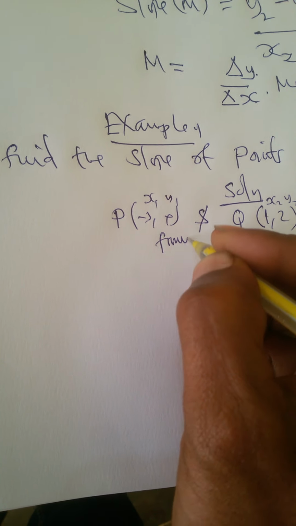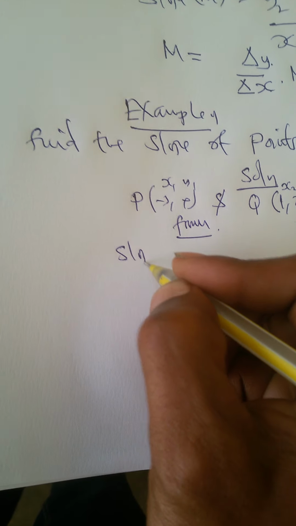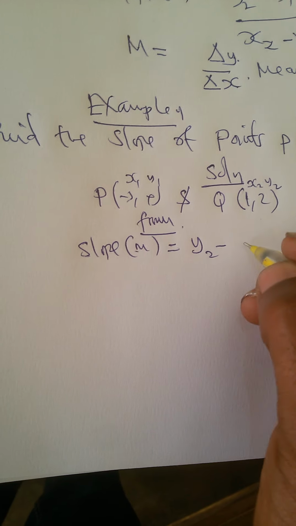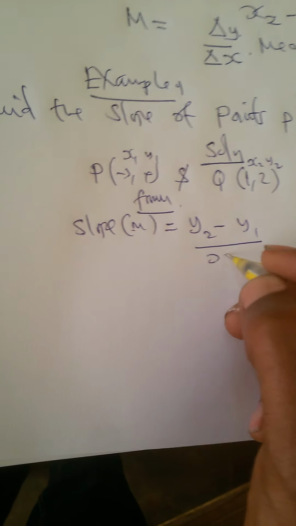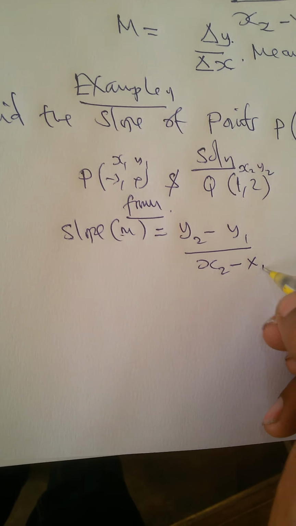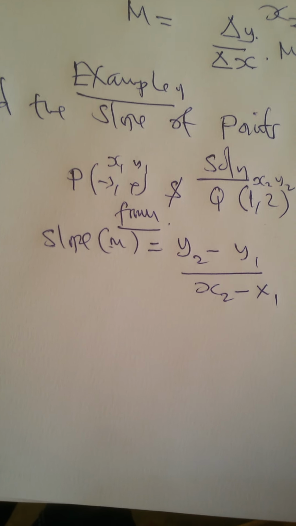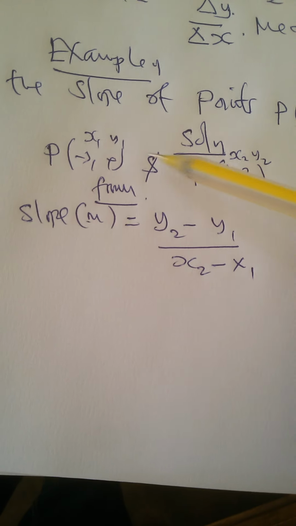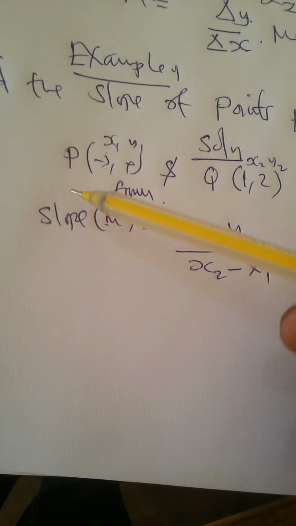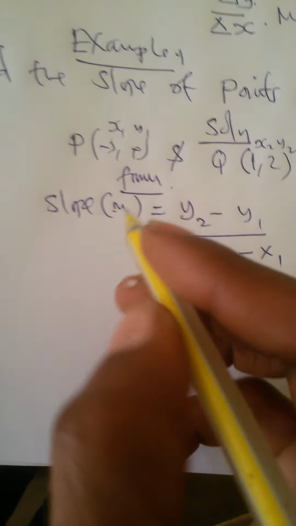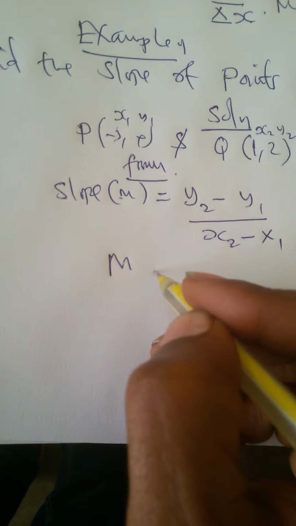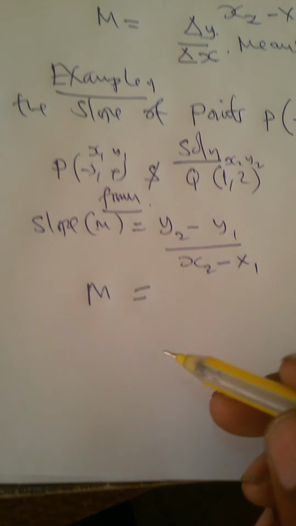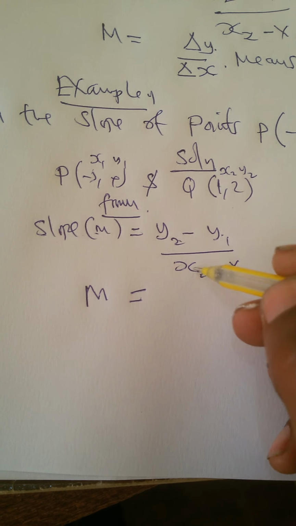From the formula, slope m is equal to y2 minus y1 over x2 minus x1. As you see, from that formula you are supposed to substitute this data in order to get m, the slope or gradient. So m is equal to y2 minus y1 over x2 minus x1.